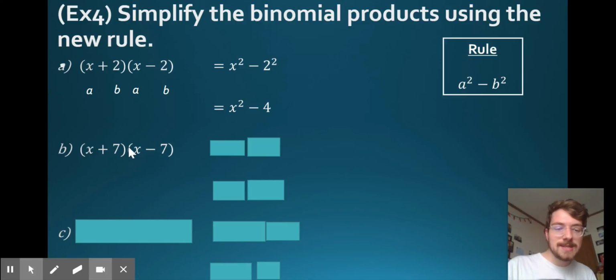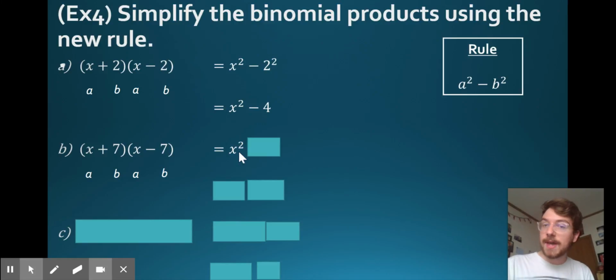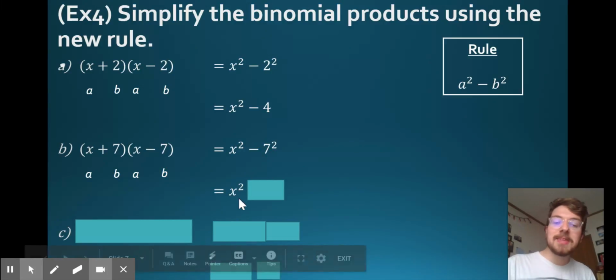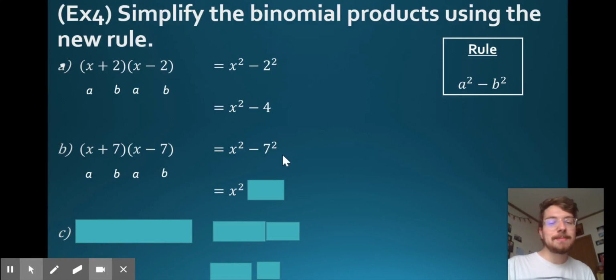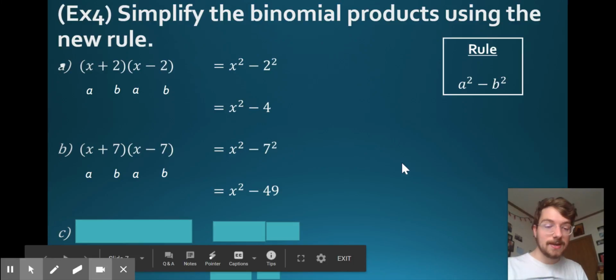I've got x plus 7 times x minus 7. Again, same two terms, but one's addition, one's negative. So let's make our x our a term and let's make the 7 our b term. So again, a term is just going to be a squared, so we'll have x squared. But then on the side, I'm going to have minus b squared. In this case, 7 is my b term, so I'm going to have minus 7 squared. And again, can't do anything with that x squared, but you can simplify that 7 squared a little bit. 7 times 7 is just going to give me 49, so we'll have minus 49 at the end right here.